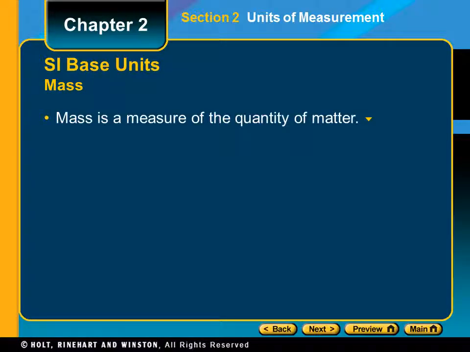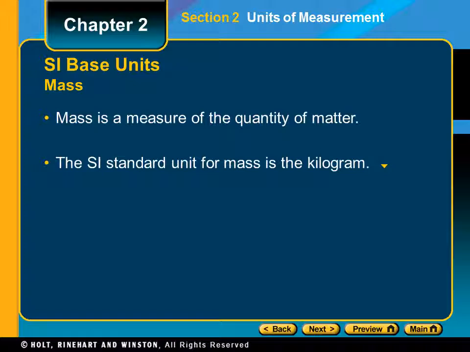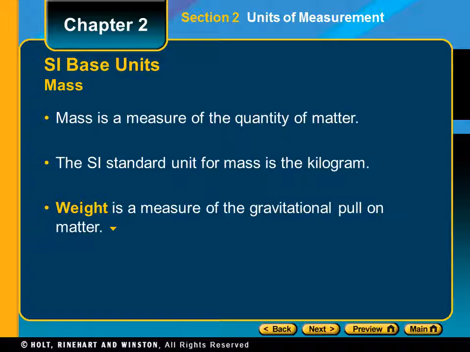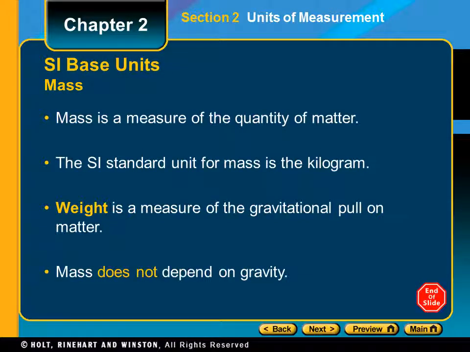Now, mass is the measure of the quantity of matter, and the SI standard for mass is the kilogram. Weight is the measure of gravitational pull on matter. So mass does not depend on gravity. Mass is how much stuff is present. Weight is how much gravity is pulling on it. So if I weigh 230 pounds on Earth, I weigh considerably less than that on the moon, and considerably more than that on Jupiter.